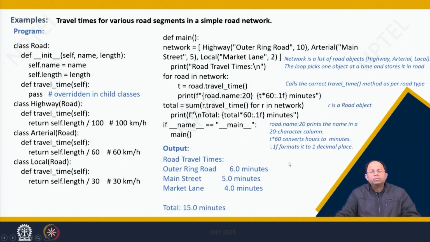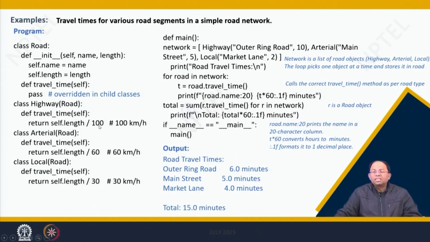Then coming to a more detailed example, we are calculating travel times for various road segments in a simple road network. Over here we are giving you a little bit more complicated example than the previous one, but more or less it's kept similar so that you can relate what's the difference. Here we have a class called road, then a class called highway, then a class called arterial, then a class called local road, and again we have a function which returns self.length divided by 100, which gives us the travel time on that particular road, right?